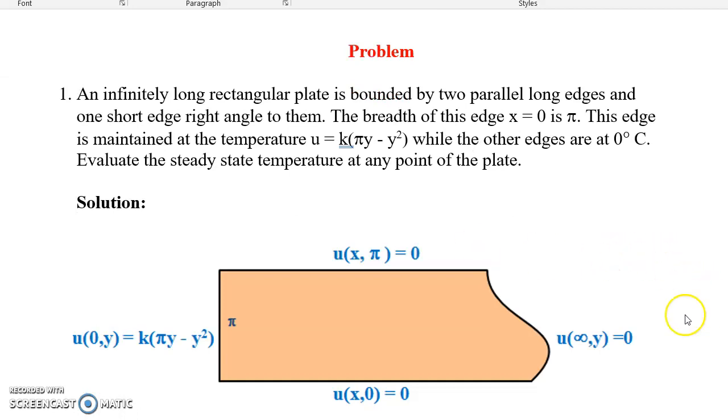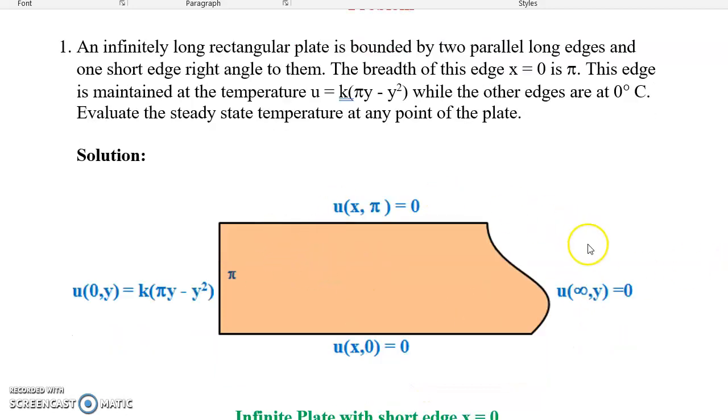Look at this problem. An infinitely long rectangular plate is bounded by two parallel long edges and one short edge at right angle to them. The breadth of this edge x equal to 0 is pi. This edge is maintained at a temperature that is a function of y, while all the other three edges are at 0 temperature. Evaluate the steady state temperature at any point of the plate. This is the problem.